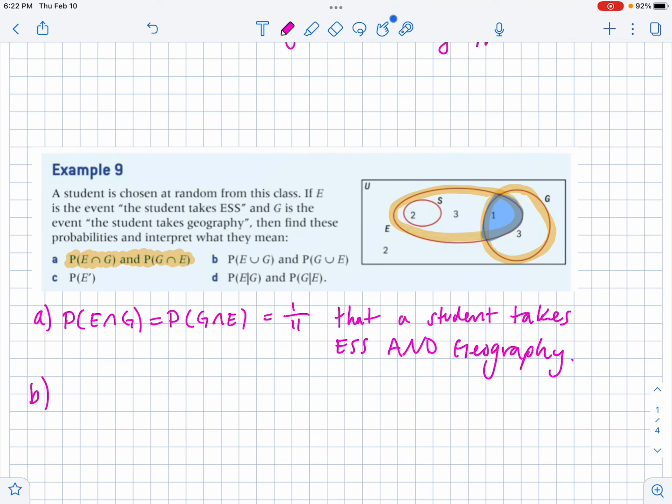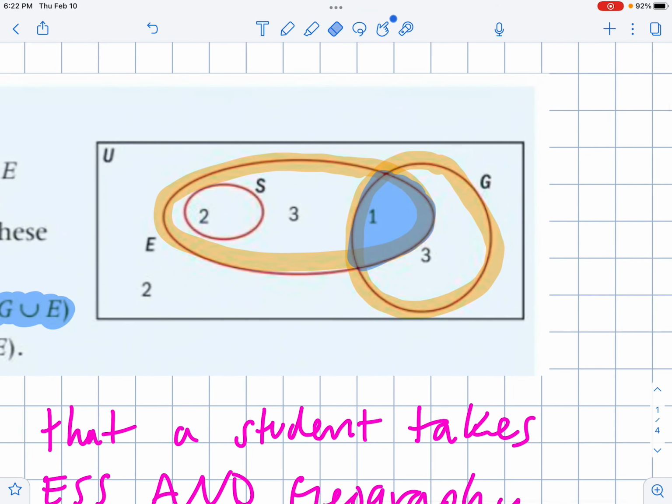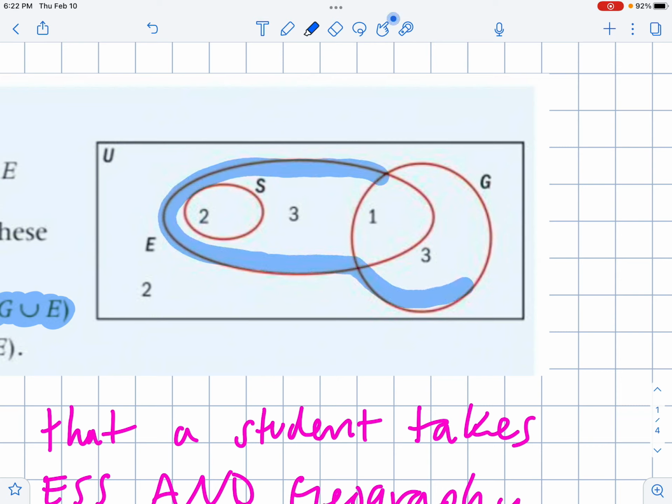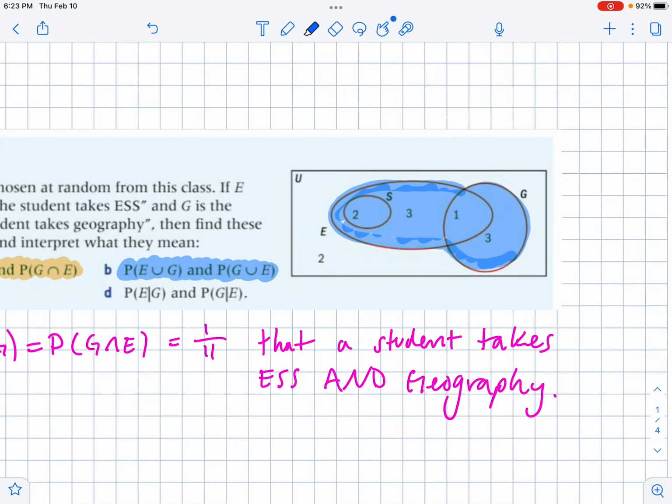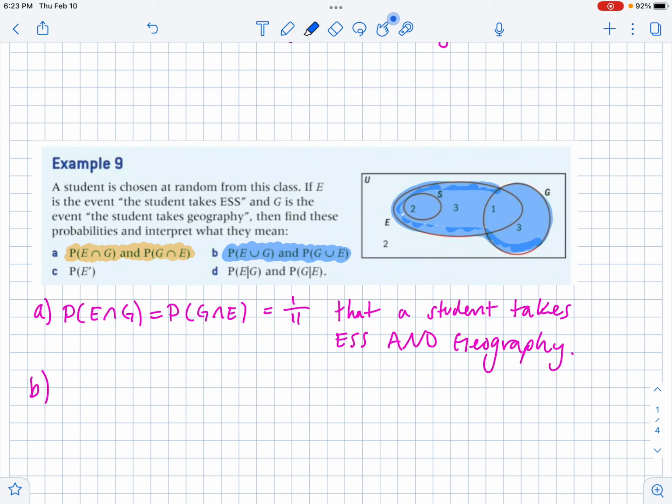Part B. E union G and G union E, which means E or G. The union, if I go back to the diagram here, let me get rid of some of my markings. The union is all of E and G together. So it's all of this. It's the whole thing. That's what the union represents.